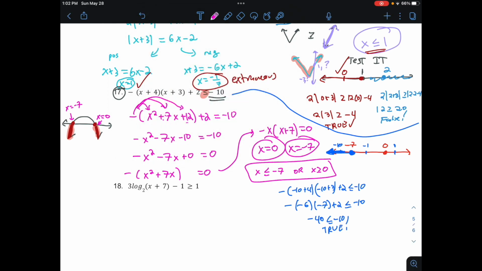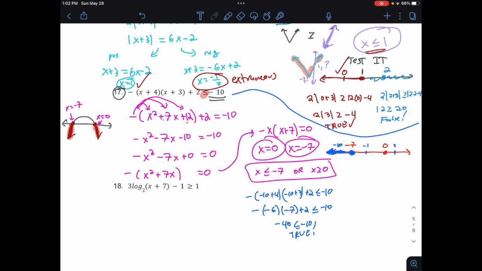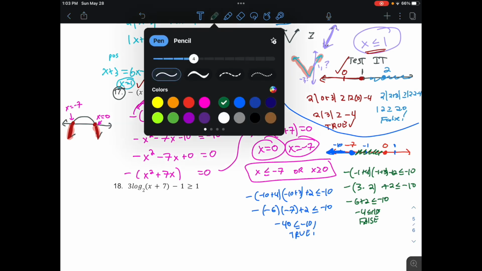So if I went back and did this with negative 1 instead and plugged it in, we'd find something else. Probably need a little more room on the paper for this. So let's see, negative 1 plus 4. We're expecting this to be false based on our reasoning earlier. Less than or equal to negative 10. Negative 3, 2 plus 2 less than or equal to negative 10. Okay, negative 6 plus 2 less than or equal to negative 10. Negative 4 less than or equal to negative 10. False. Okay, so we don't want all of this.